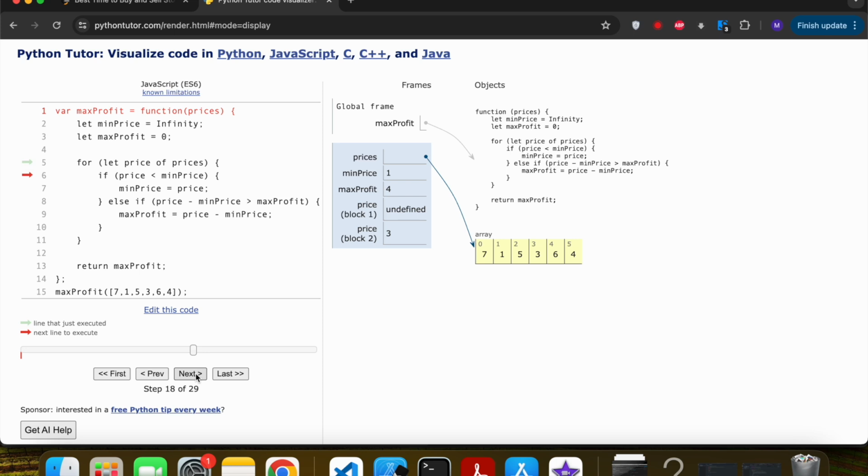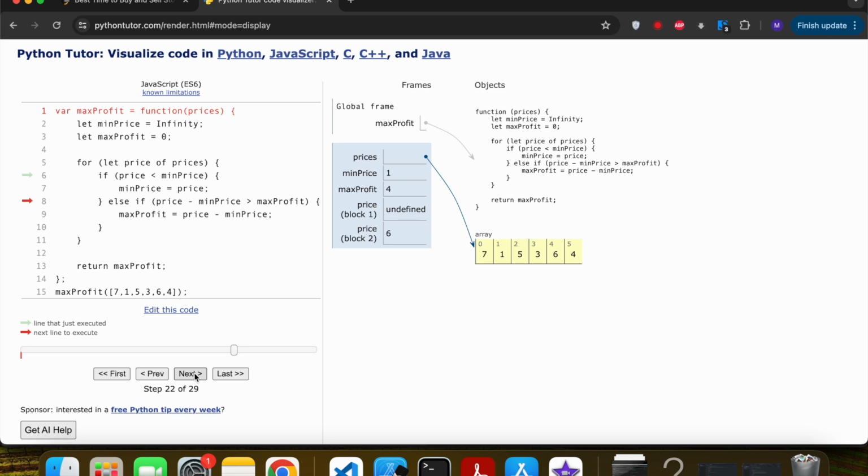Now let's check the 3. Is 3 smaller than 1? No. Now let's check what the profit could be in that case. 3 minus the minimum price 1 will result in 2. Is 2 larger than 4? No. Let's try again with the 6. Is 6 less than 1? No. Let's calculate the profit. Is 6 minus 1, which is 5, greater than 4?